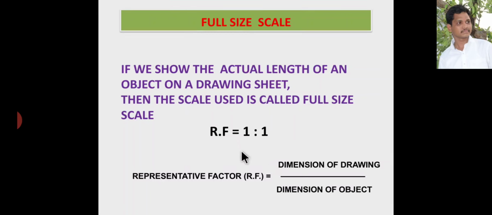Okay, RF value means size of object on drawing sheet divided by original size of an object. Okay, here in case of full size scale, the size of original object is equal to the size of drawing. Dimension of drawing is equal to original size of object. Then representative fraction RF is equal to 1:1.